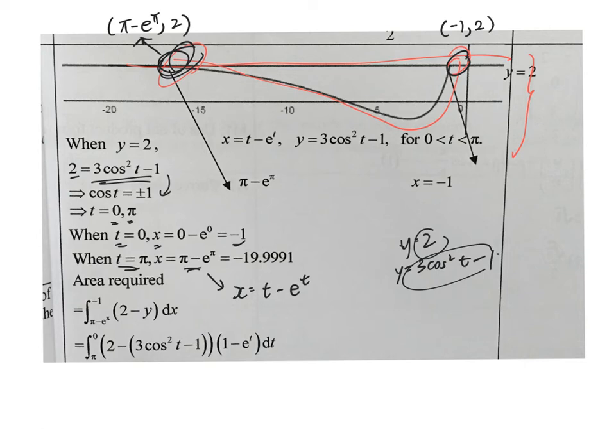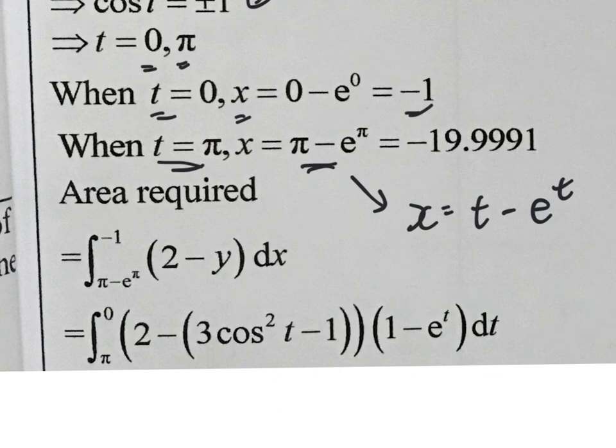Once you have these 2 points, then to find the area bounded is actually quite easy. You just need to take the integral from -1 to pi minus e^pi of 2 minus y dy dx. Then from here, how do we go about doing this? We need to convert this into parametric integration, so we need to do substitution.